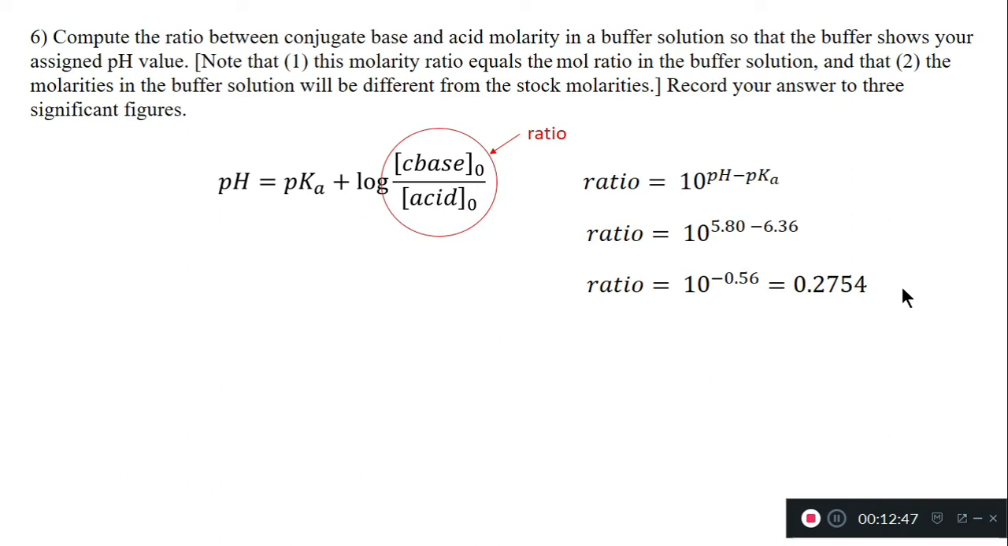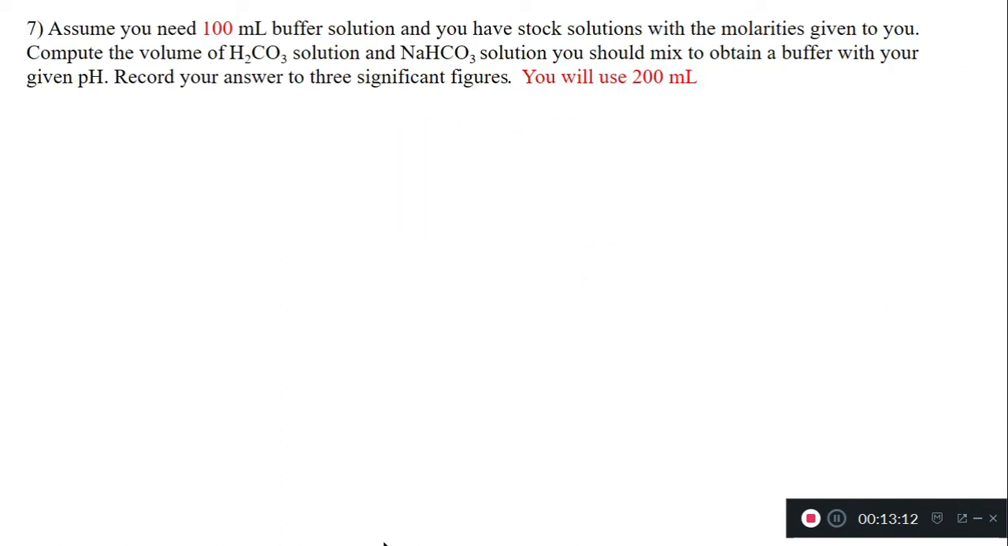This is now, the base is 27% of what the acid concentration is. So I'll use that ratio now to figure out how much volume I need. And I have to build in the fact that it's not just mixing. I can't just take 27.5 milliliters of the conjugate base with 100 milliliters of the acid. I actually have to build in the fact that I need 100 milliliters and the fact that it's going to dilute when I mix them.